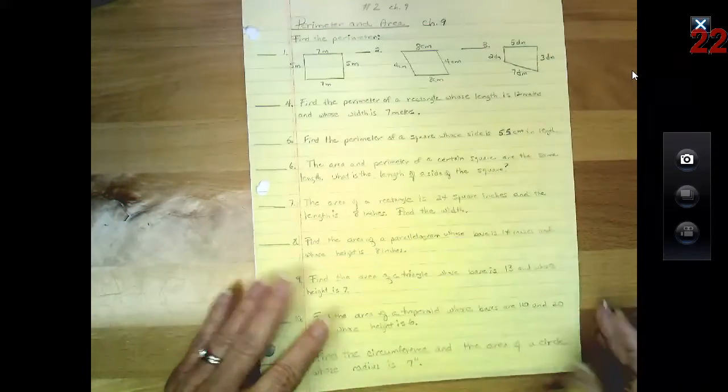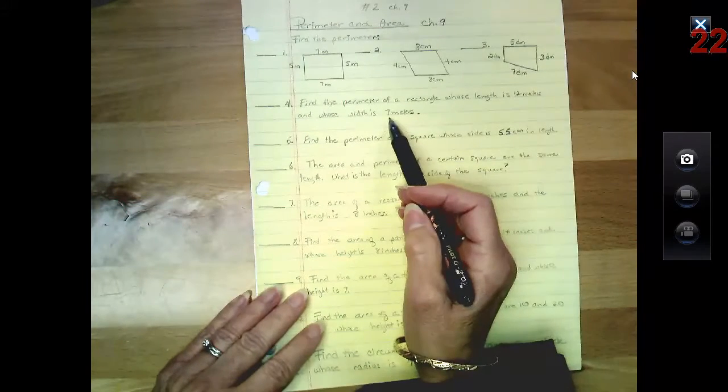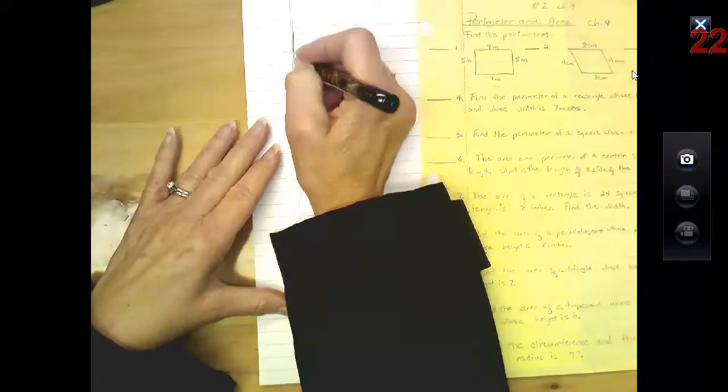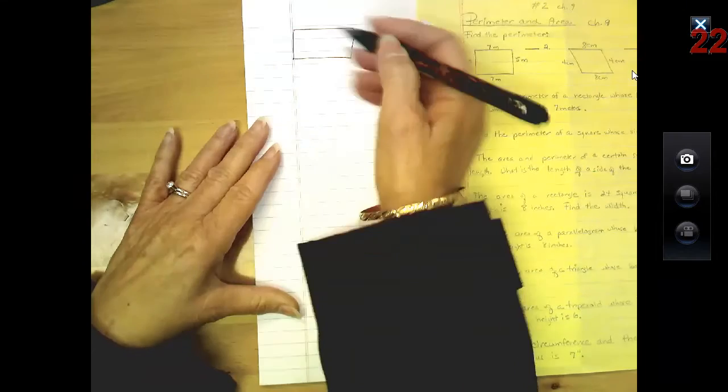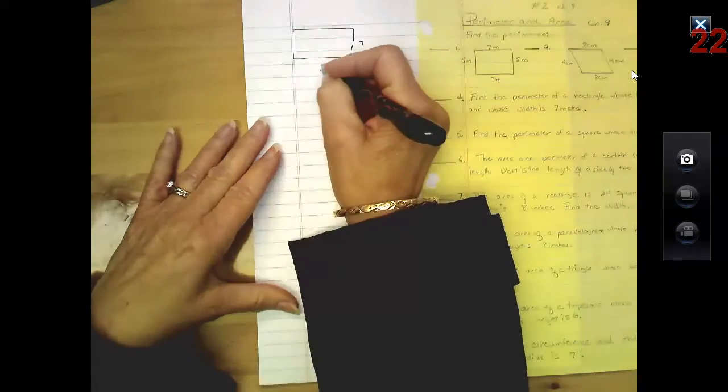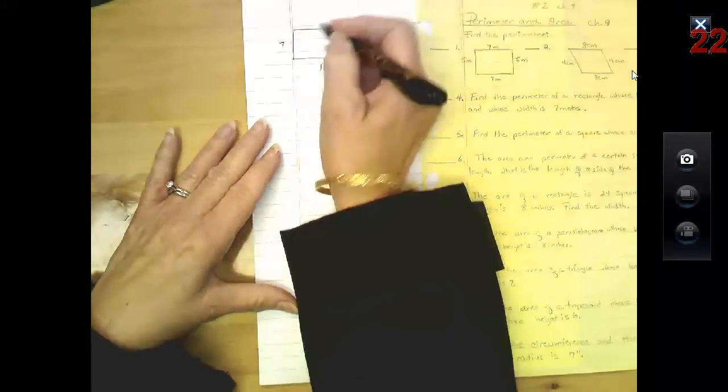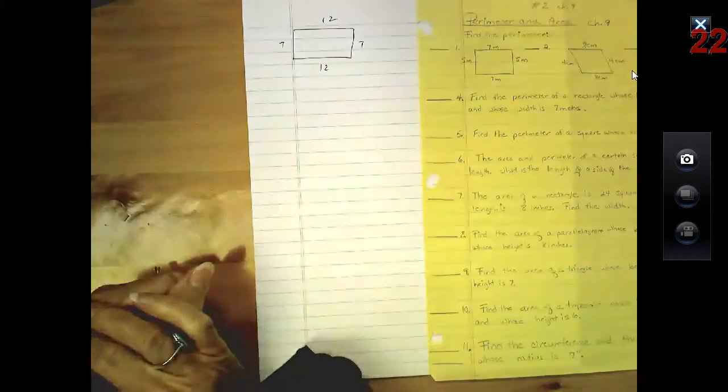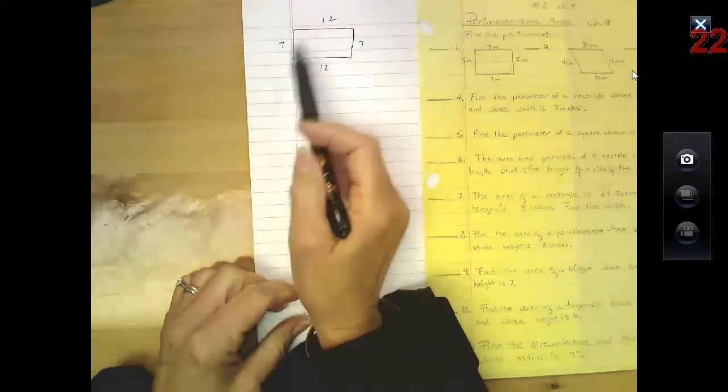Perimeter is easy. Okay, number 4, find the perimeter of a rectangle whose length is 12 and whose width is 7. Okay, so draw these figures. It's 7 and 12, and that's 7 and 12 because it's a rectangle. Opposite sides are equal in a rectangle. So 12 and 12 is 24 plus 14, and you get your answer.